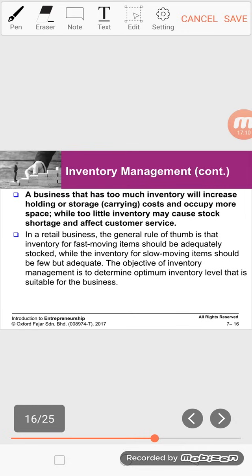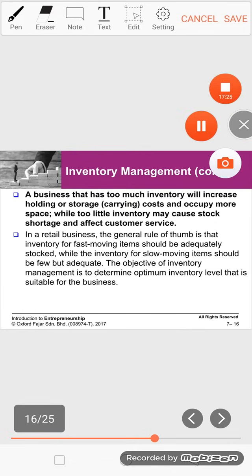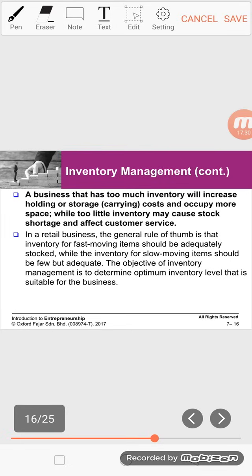Okay, next. A business that has too much inventory will increase holding or storage costs and occupy more space, while too little inventory may cause stock shortage and affect customer service. Okay? Okay, sambung balik. So, this is again about the inventory. Dia punya consequences dia. If we have too much inventory, what will happen? And if we have low amount of inventory, what will happen?